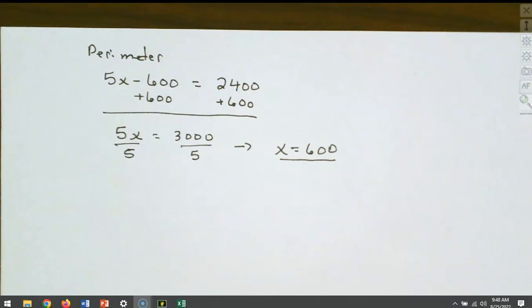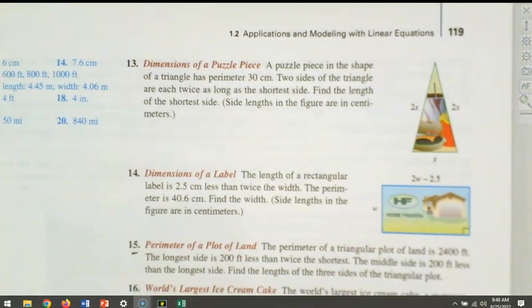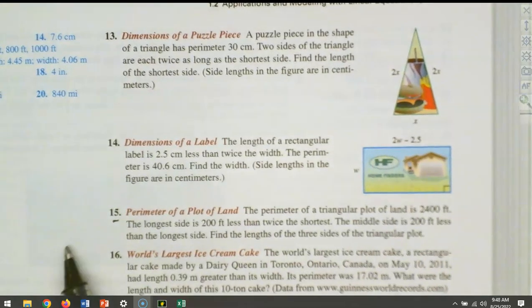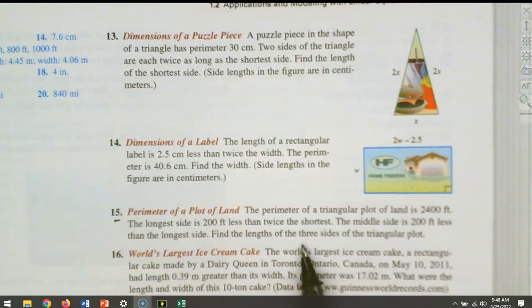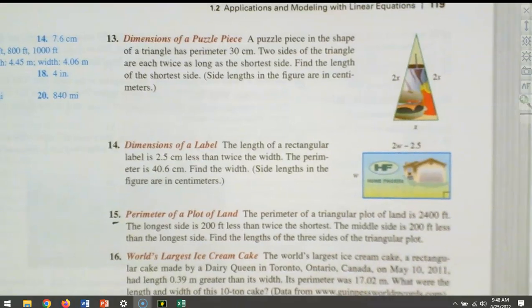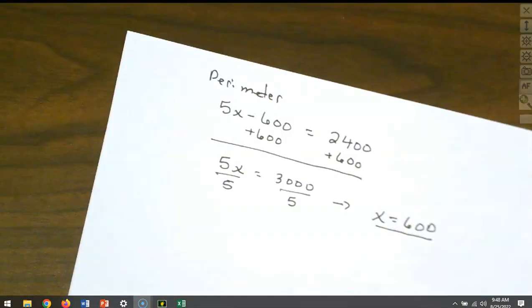When we get an answer, we need to go back and make sure that it is what the question really wants. If we go back and look at this again, we got x equals 600 here, that's not going to answer our question. It's only part of it. Because on question 15 here, it says, find the lengths of the three sides of the triangular plot. So we're going to have to find all three. So we've got one of them already.